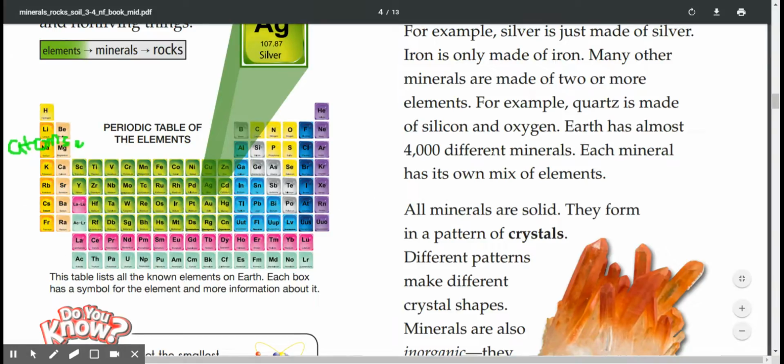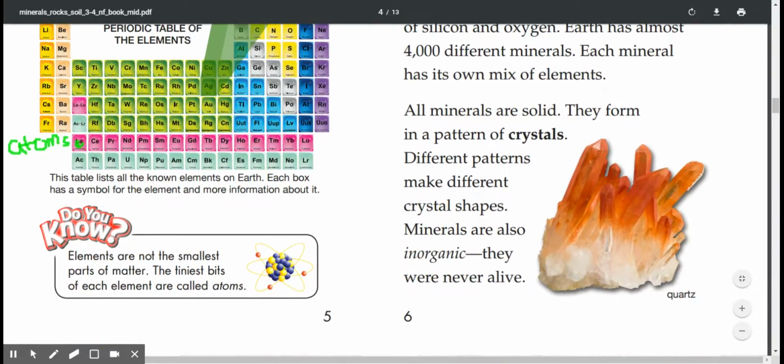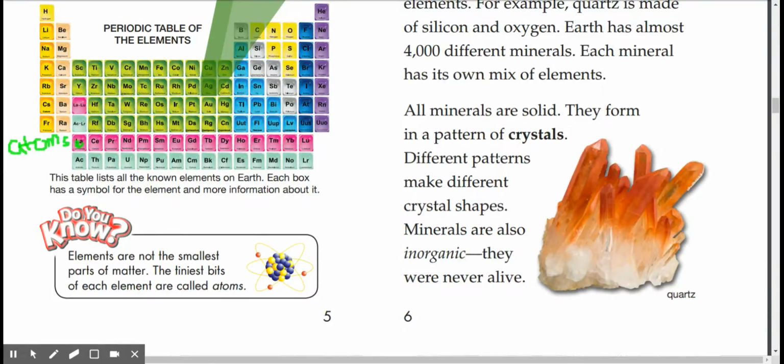So you have these 118 elements, and they make up the almost 4,000 different minerals on our planet. And each mineral has its own mix of elements, so no two are the same. Now, all minerals are solids. That means they have definite shape, like a table. They have a definite mass. They don't change. They're not like a liquid.